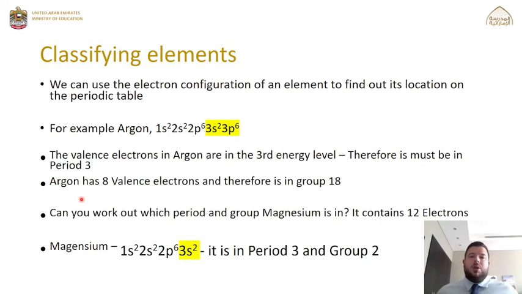Okay, magnesium. You should have written out the electron configuration to be 1s2, 2s2, 2p6 and 3s2. As I've highlighted here, the valence electrons are located in the third principal energy level, and if we count up the valence electrons we only have 2. Therefore, the third principal energy level where the valence electrons are located tells us it's in period 3. The 2 valence electrons tell us it's in group 2.